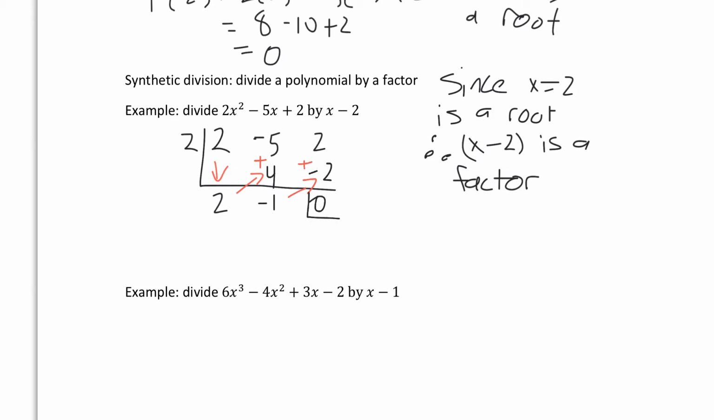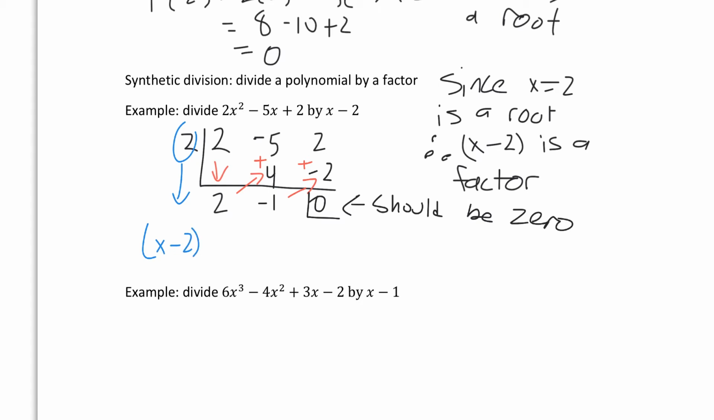And I like to box off the ending part. Of course, this should be 0, because if it's not 0, then it wasn't a root, but we knew it was going to be a root, so this here should be 0, which it is. And then we can interpret this as follows. Up here, this 2 means we have our x minus 2 as a factor.